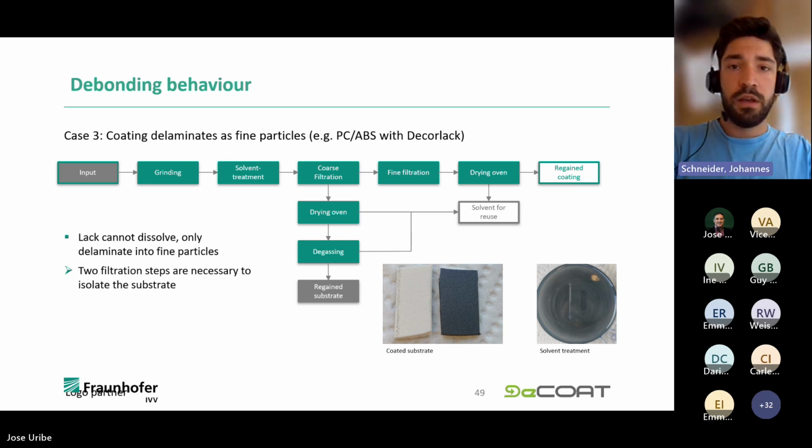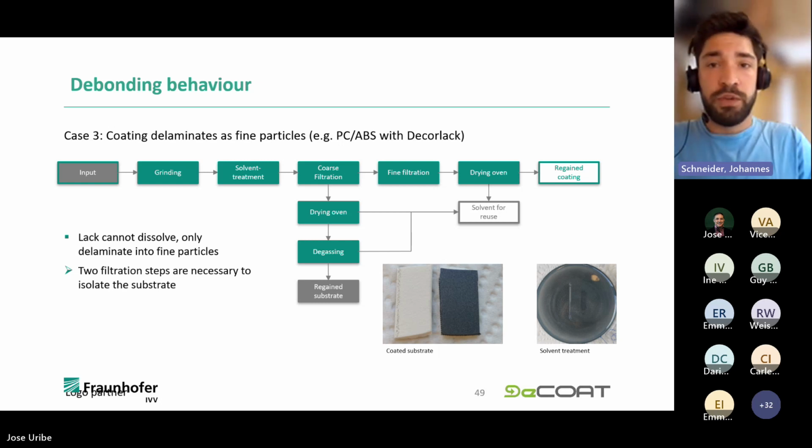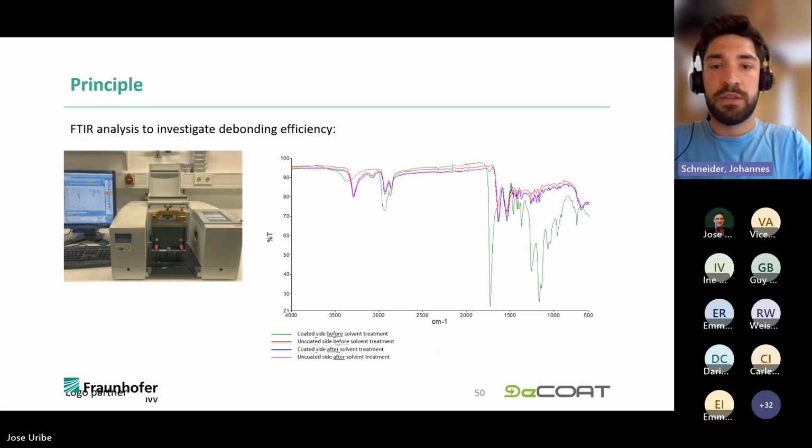Coming to the next slide, of course, we performed analysis of our products, and this was performed with FTIR measurements. Easily said, this measurement method can be used to identify materials because every type of material, every polymer, gives an individual infrared wavelength-dependent reflection pattern. And in our case, we use this technology to distinguish between the substrate and coating material.